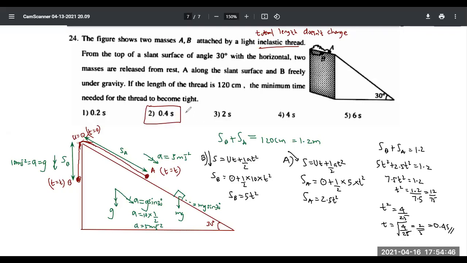Find the different accelerations, then find the displacements, add them and equate them to the total length of the thread. Because if A has moved this distance and B has moved, and they have moved a total distance of 120 centimeters, that means the thread is fully extended. Okay, answer is 0.4 seconds.